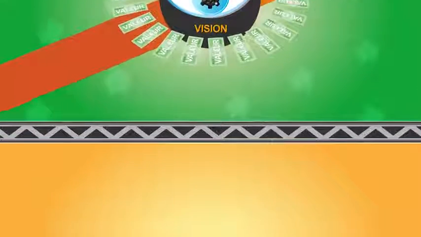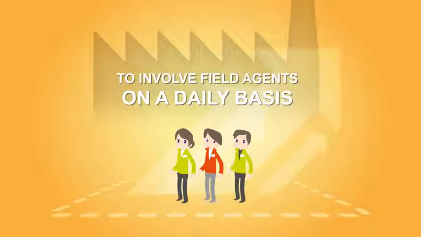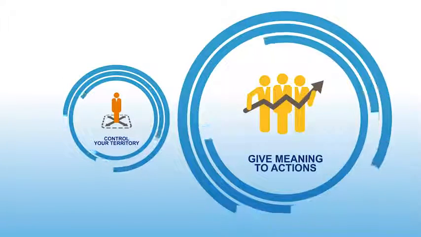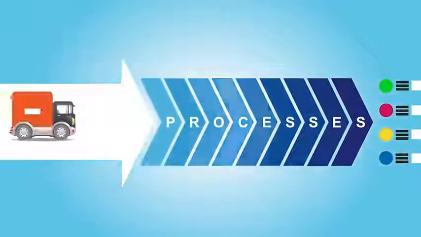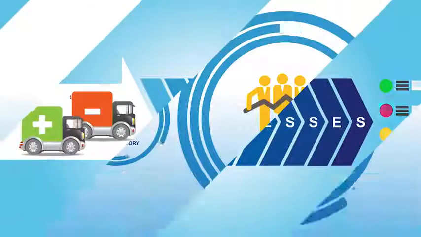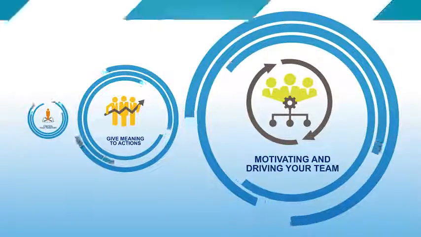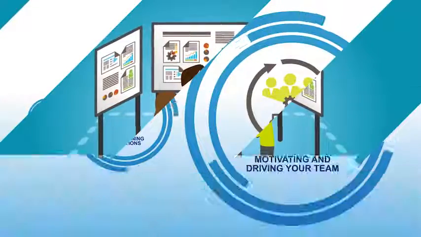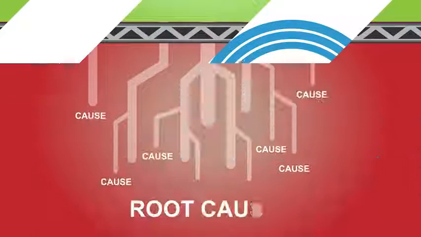To summarize, lean management aims to involve field agents on a daily basis in order to improve the performance of their departments. This will firstly be achieved by controlling your territory and aligning your process with the needs of your customers. It will then be achieved daily by getting your team going every day during the 15-minute flash meeting. Between two meetings, the activity will shed light on problems that can be resolved immediately on site.